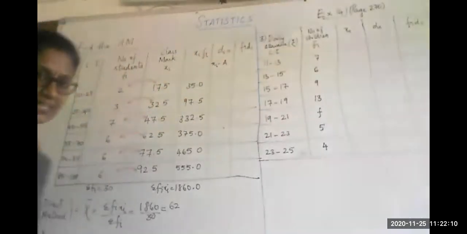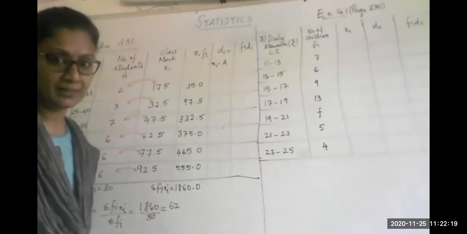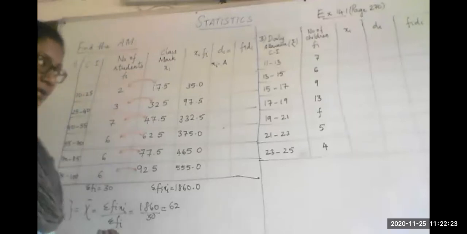Yeah, okay. We shall start with our arithmetic mean using both the methods, that is the direct method and the assumed mean method. Is the board clear? Yes, ma'am. Okay, thank you.